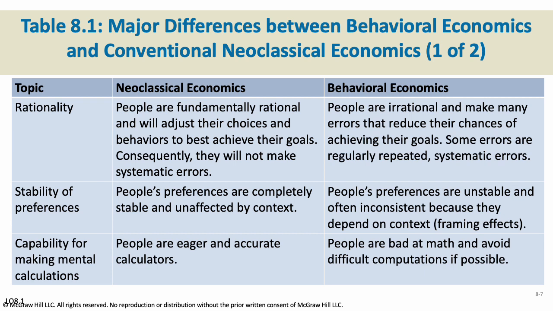Capability for making mental calculations, well, this is subjective. Math ability varies from person to person, but in neoclassical economics, we assume that people are eager and accurate calculators. In behavioral economics, we assume that the majority of people are actually pretty bad at math and try to avoid difficult computations if possible. That's something that's very true. Obviously, there are plenty of people who are very good at math as well, but we're just talking the majority of people, we would say, probably are not that well versed in math, and they try to use it sparingly and stick to easy calculations when they can.